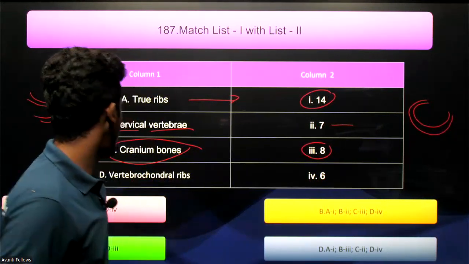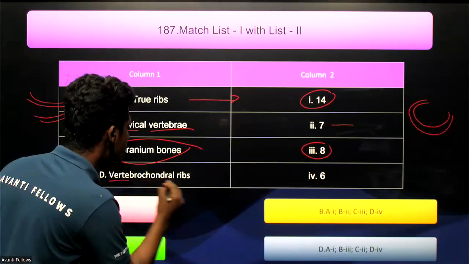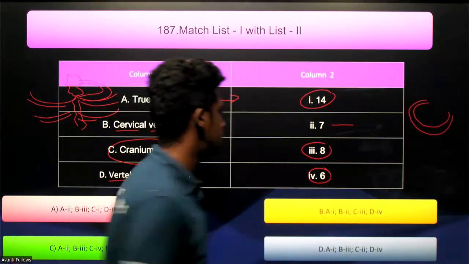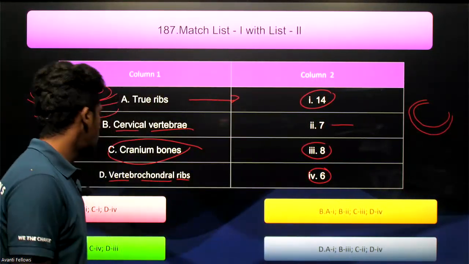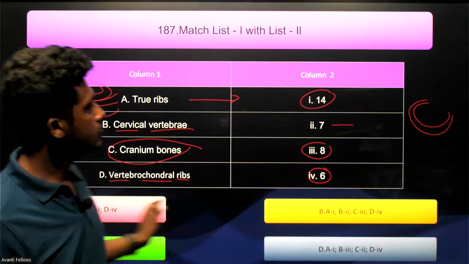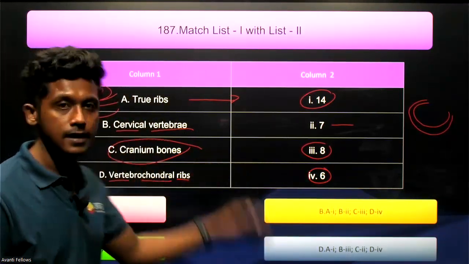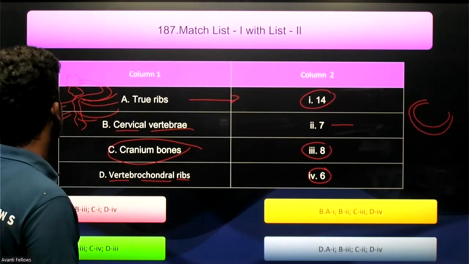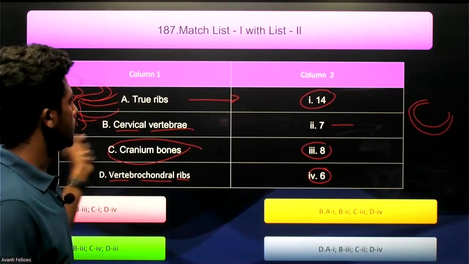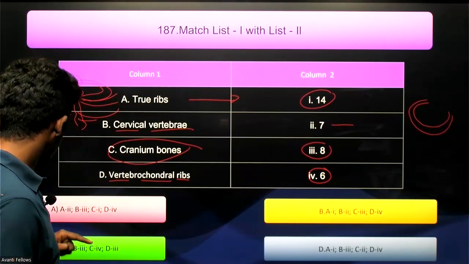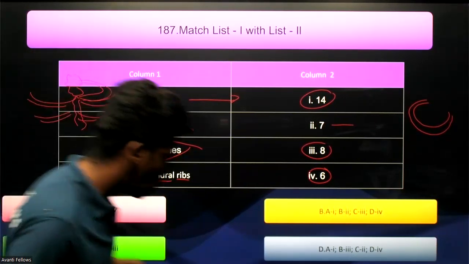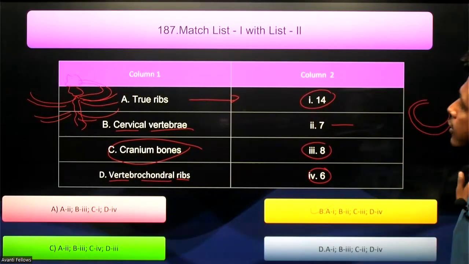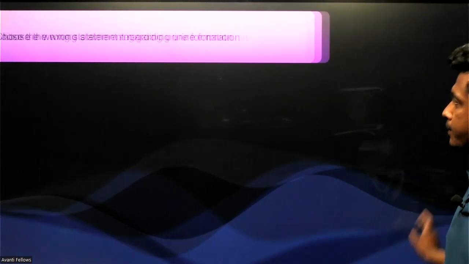Okay, next one, vertebrochondral ribs. Vertebrochondral ribs are 6. So 6 of the ribs are attached to the vertebrae, and that is why we call them vertebrochondral ribs, and they are 6 in number. So what are the options we have? It's very easy. A1, B1, B2, C3, and then we have D4. Where is it? We have our option B. Okay, very easy, right? So let's go for the next question.